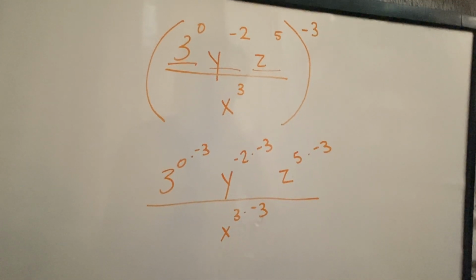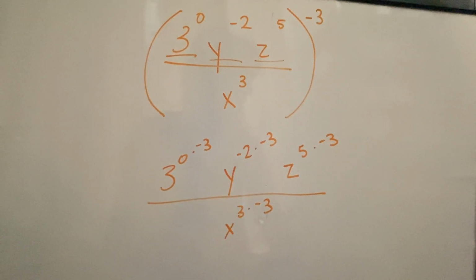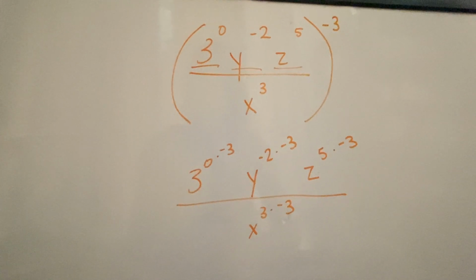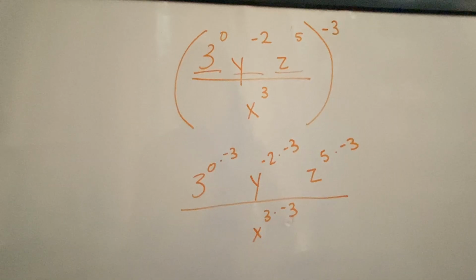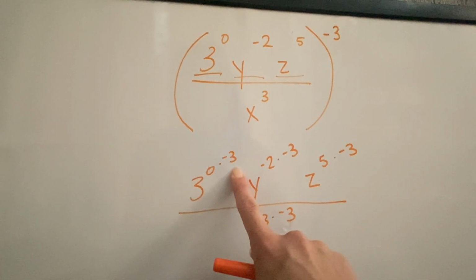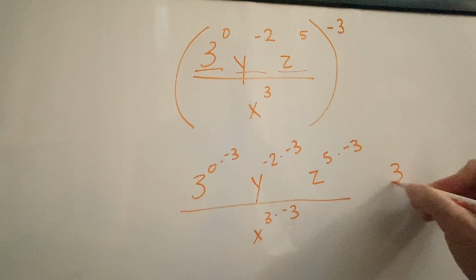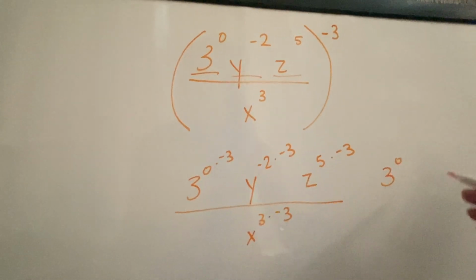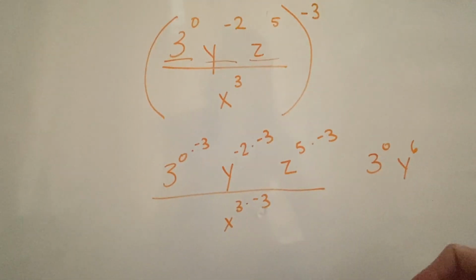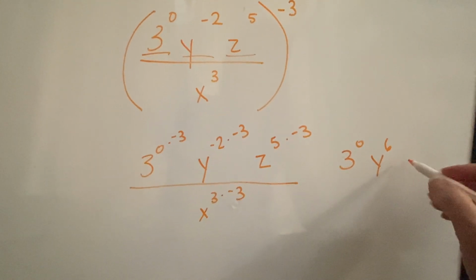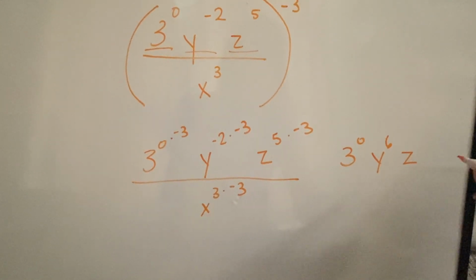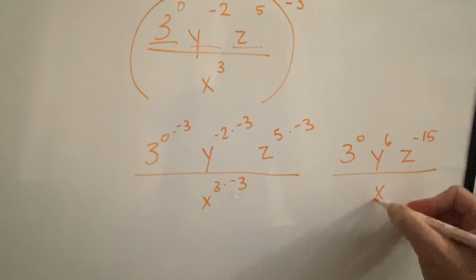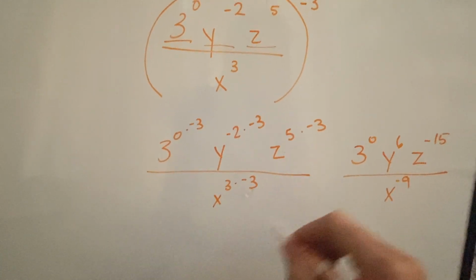This is actually practice question A on page 216, okay? So that's where we're getting this information. Okay, so let's simplify this. So 0 times negative 3 is 0. And y, when you've got negative 2 times negative 3, you get positive 6. Okay. And then we've got z to the negative 15. This is all over x to the negative 9. Okay. 3 times negative 3 is negative 9.